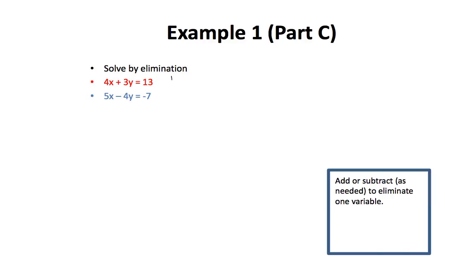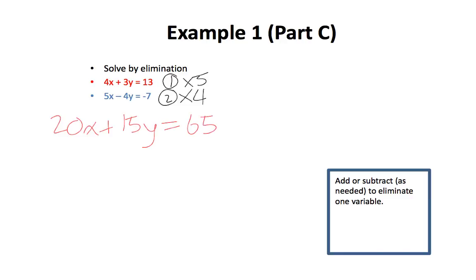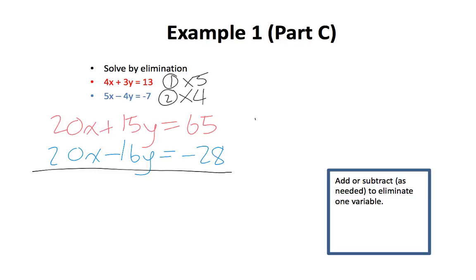As mentioned beforehand, this equation was multiplied by 5, and this equation was multiplied by 4. That gave us 20x plus 15y, which is equal to 65, and 20x minus 16y, which is equal to negative 28. At this point, you can add or subtract as needed to eliminate one variable. Now, I'm going to choose to subtract these two equations. That is going to eliminate my variable of x.